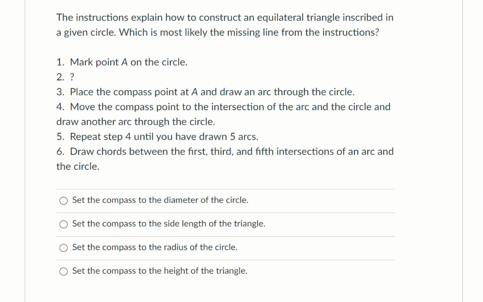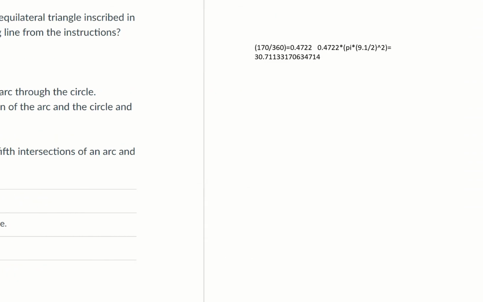All right, the instructions explain how to construct an equilateral triangle inscribed in a given circle, which is most likely the missing line from the instructions. So mark point A on the circle. Step 2 is blank. Step 3, place the compass point at A and draw an arc. Move the compass point to the intersection of arc and circle and draw another arc. Repeat until you have 5 arcs. Draw chords between the first, third, and fifth intersections. So that's exactly what it's saying.